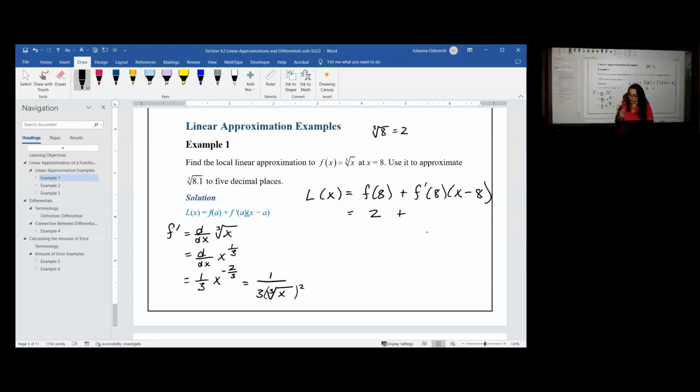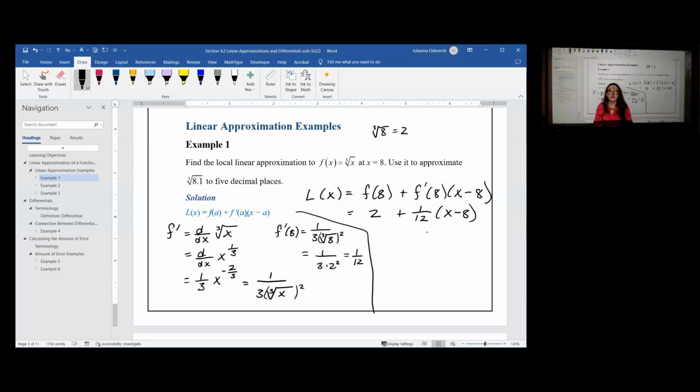Let's now compute what the derivative is when x equals 8. This means that I have f prime of 8, which comes out to be 1 over 3 times the cube root of 8, which I know is 2, squared. This becomes 1 over 3 times 2 squared, which gives me 1/12. I can replace this now with 1/12, and I have an equation for the linear approximation function. In other words, the tangent line at x equal 8.